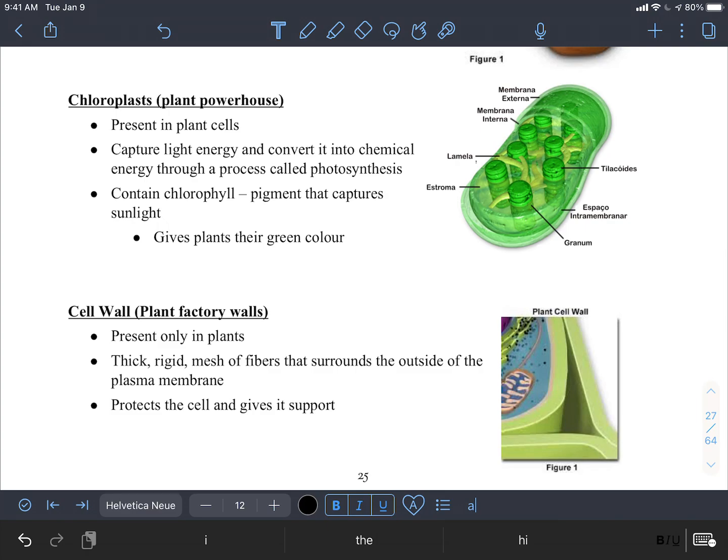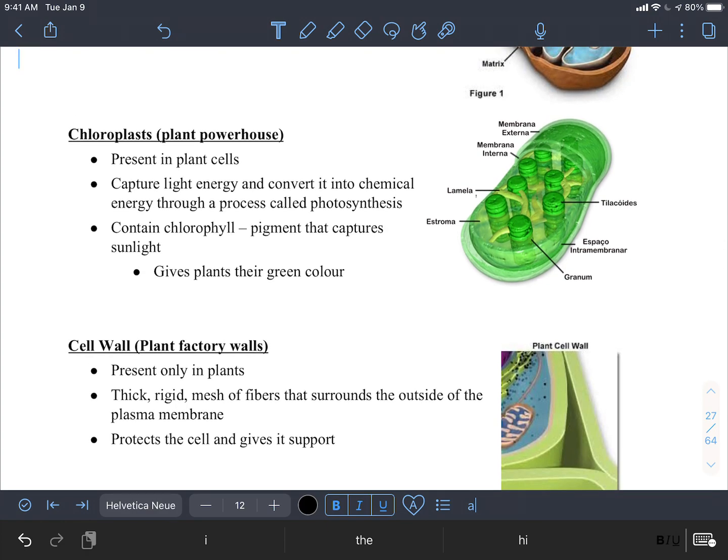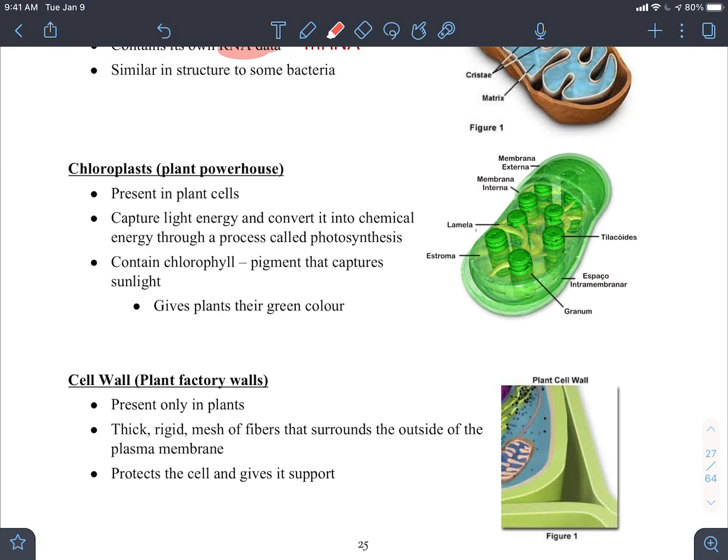Chloroplasts have a similar case. They, I believe, even have their own RNA as well, and they also have similar structure to the mitochondria, but they are specialized for photosynthesis. So these are only in plants.